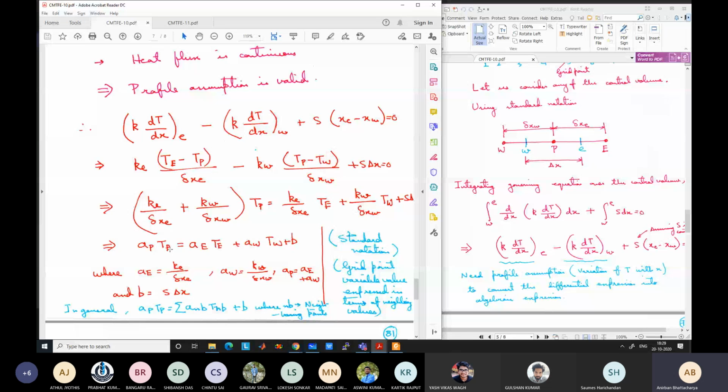See, in this case, there are two neighboring values, east side and west side. If there are more neighboring values, if it is a two-dimensional problem, there will be four neighboring values. So it will be in terms of the four neighboring. In general, aP TP is summation of all the neighboring values, a_nb T_nb, where these a values are the coefficients, and these coefficients are known values. These are based on the conductivity at the interface and geometrical parameters.